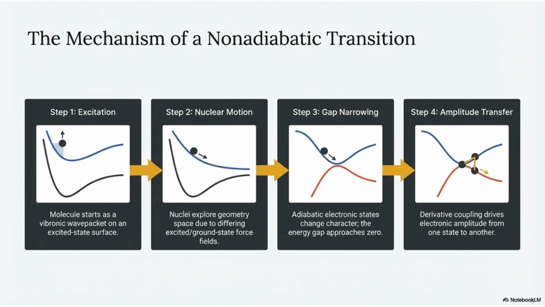A non-adiabatic transition involves 4 steps: excitation to an excited state, nuclear motion exploring geometry space, gap narrowing as the energy difference approaches 0, and finally, amplitude transfer driven by derivative coupling.